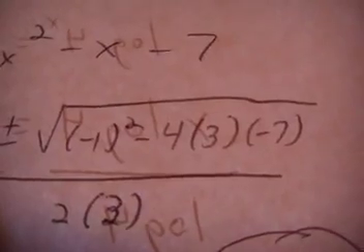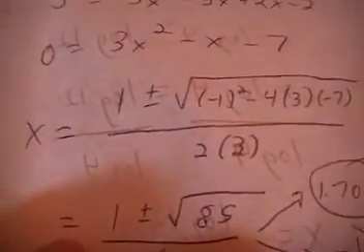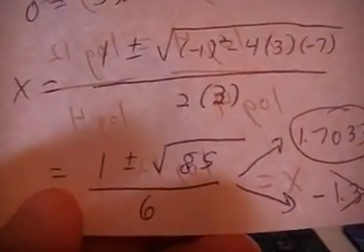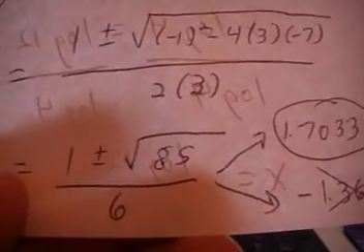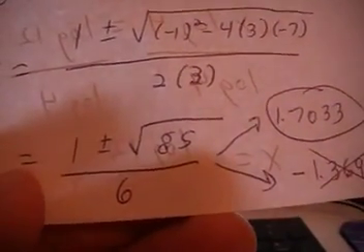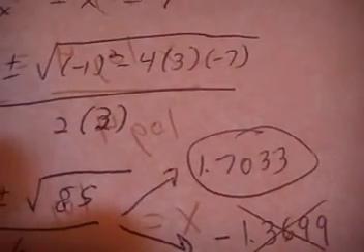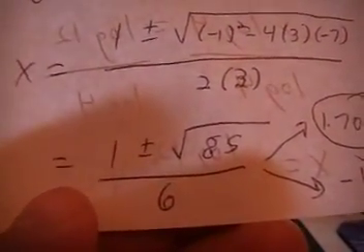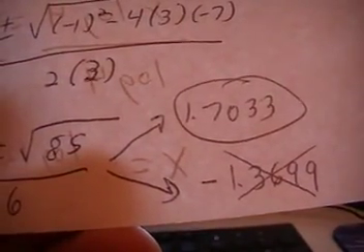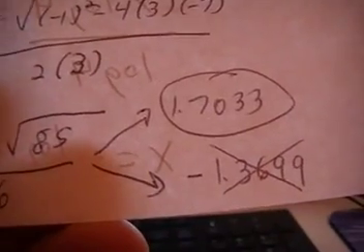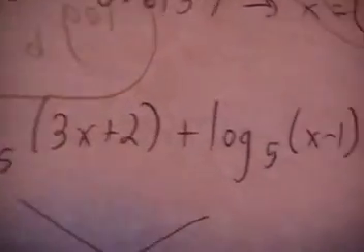Work out the inside of the radical, and you'll get it down to 85. So we've got 1 plus and minus the square root of 85 over 6. I just use a calculator for this because they just wanted decimal answers. 1 plus the square root of 85 divided by 6 came out to 1.7033. 1 minus the square root of 85 divided by 6 was negative 1.3699.